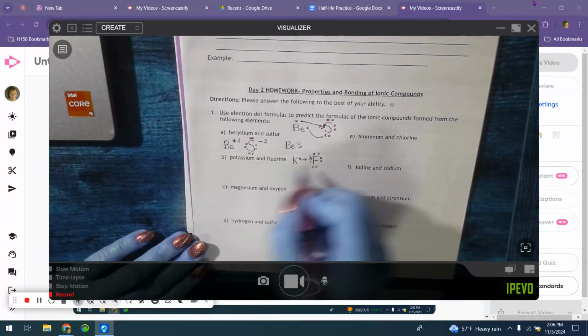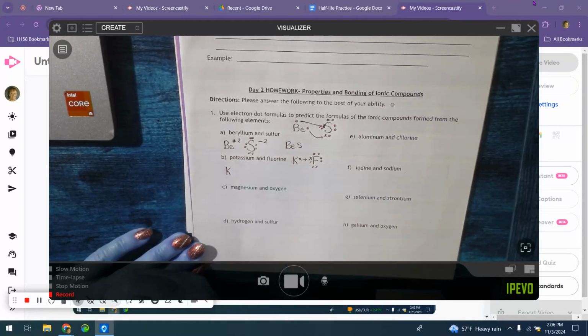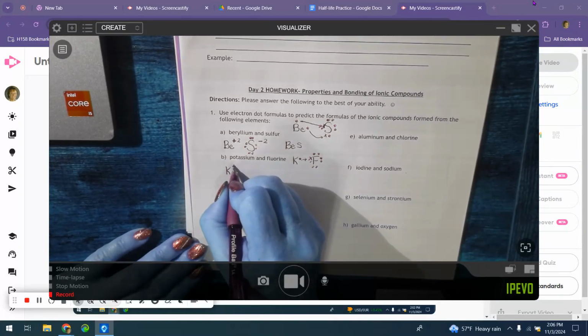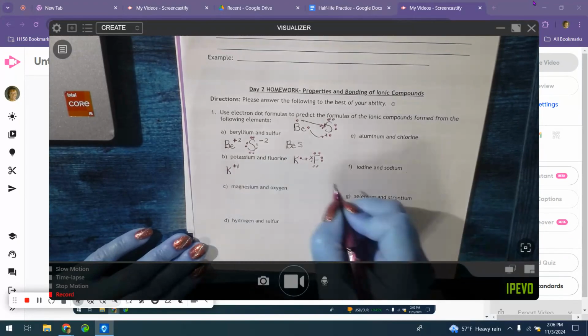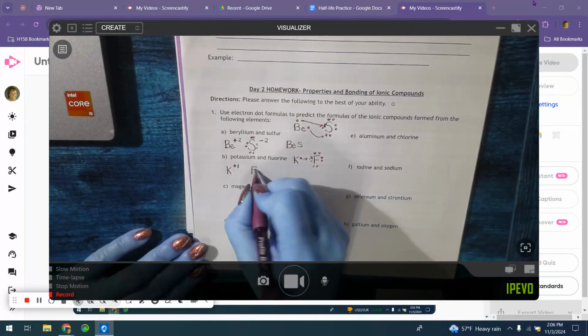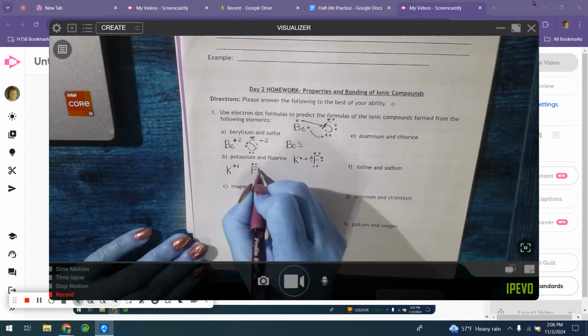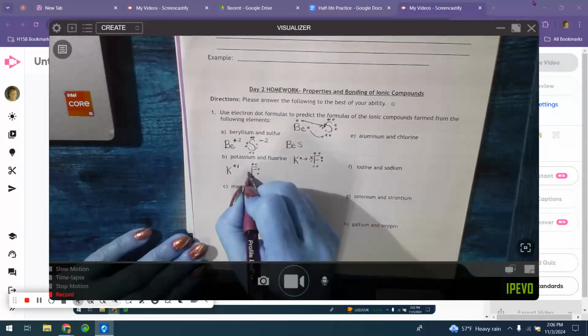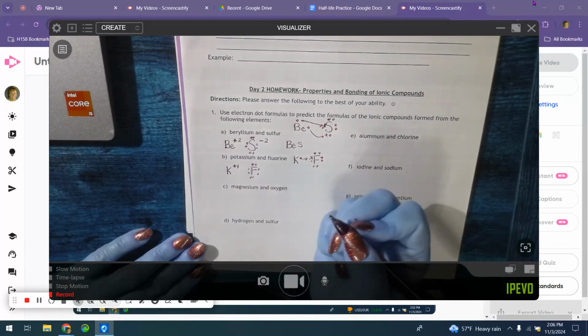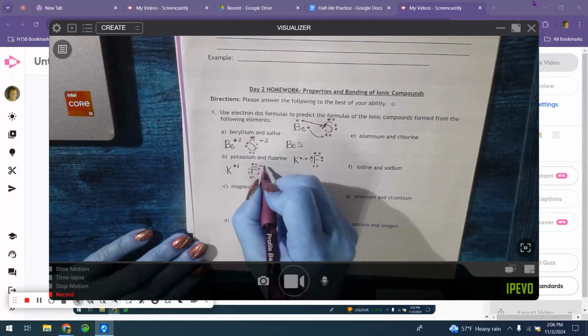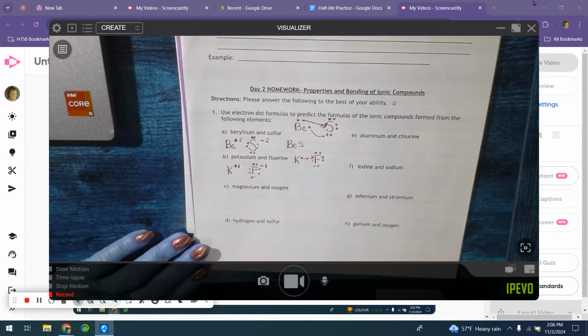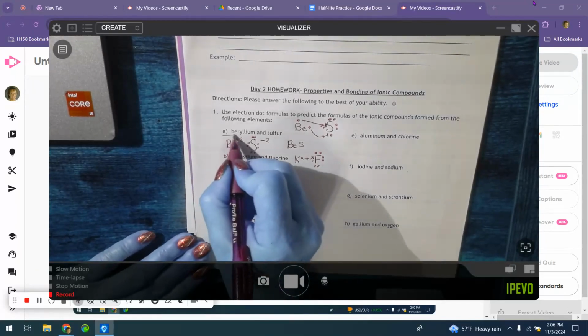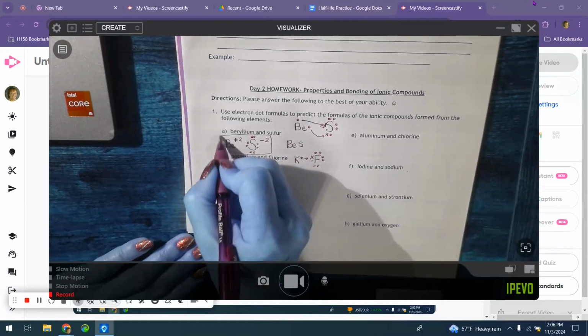If I draw this out, potassium has lost an electron, so it has a +1 charge. And fluorine has gained an electron, so now it has 8 valence electrons. Remember, that's the goal. Every atom wants to get to 8 valence electrons. So it's going to have a -1 charge. This is the answer that I need to see from you.